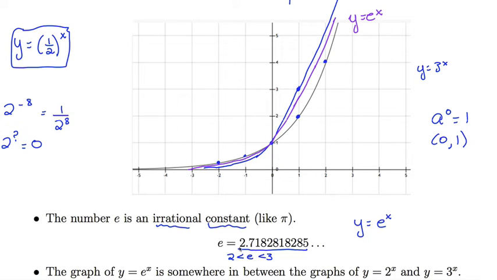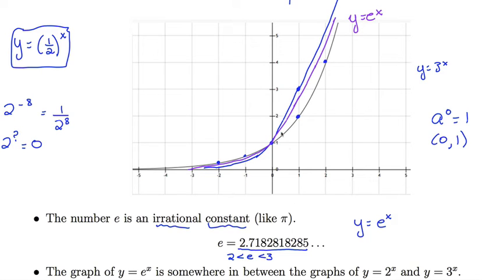Where does this number come from for e? Why do we care about 2.718, and so on? Well, it actually comes from these graphs and the tangent lines at x equals 0. So for each of these graphs we could draw a tangent line. We can draw the tangent to 2 to the x. I could draw the tangent to 3 to the x. It's going to be a little bit steeper.